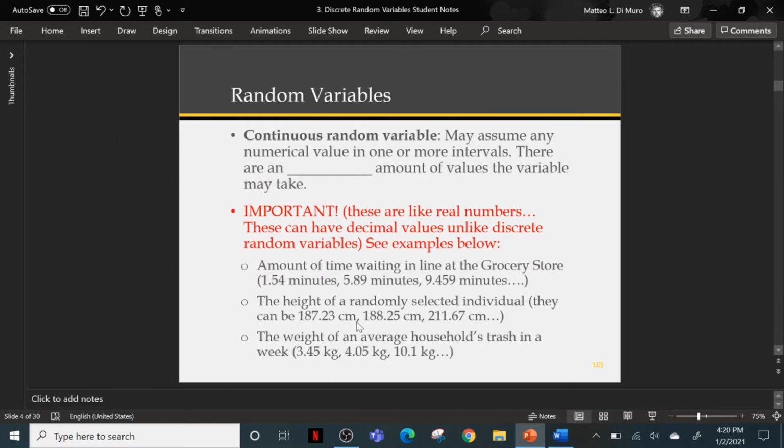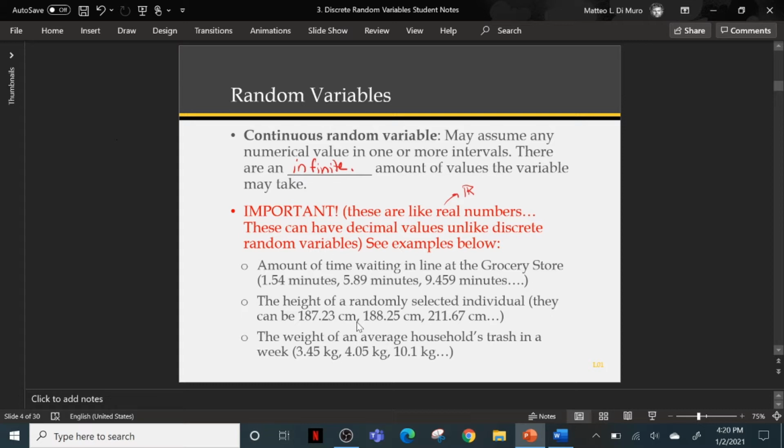Okay, let's compare that with the continuous random variable. So these can assume any numerical value in 1 or more intervals. There are an infinite amount of values, so we'll fill in that word infinite. So there are an infinite amount of values that the variable may take. These are like real numbers. And when I say real numbers, I'm talking about the real number system. So what that basically means is, if you look at the examples, you can have any decimal on those.